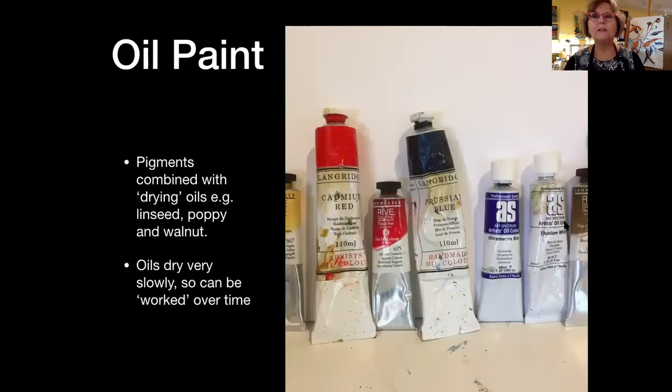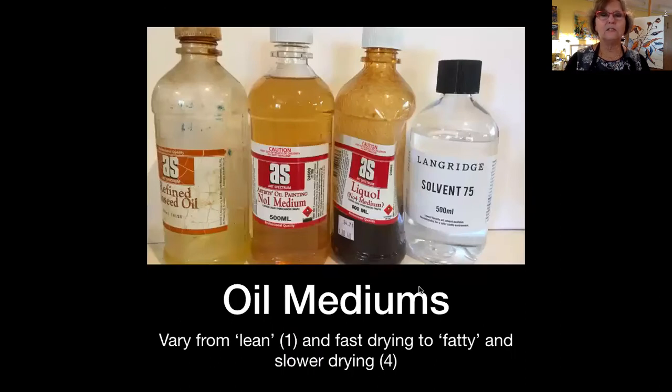Here are some oil paints, again, some good brands here, and these are pigments combined with what we call drying oils, because you don't want something that's going to stay wet forever. So linseed oil, poppy and walnut oils can be used. Mostly we seem to use linseed, but they dry slowly, so they can be worked over time, as I said before. Now, again, you can get oil mediums. So you could buy the dry pigment and mix it with a medium yourself, but we generally these days buy paint in tubes or in tubs.